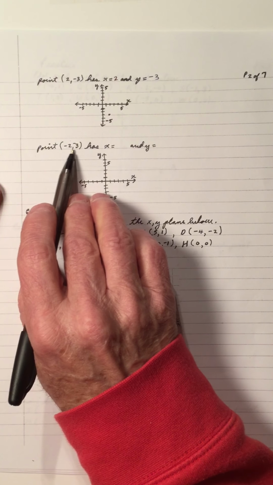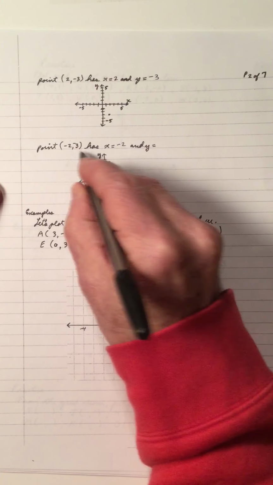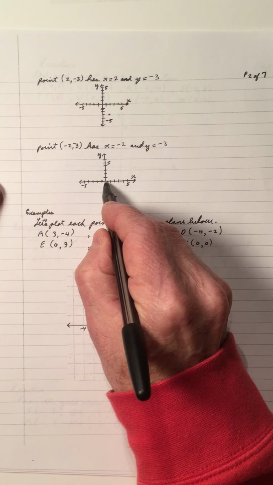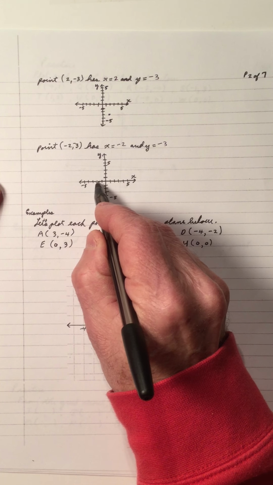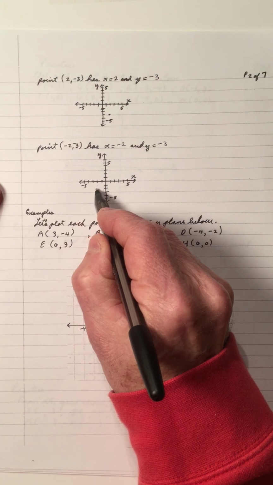The point (-2, -3) has x is -2, y is -3. So we start at the origin. X is -2, so we go to the left 2. And y is -3, so we go down 3. 1, 2, 3.